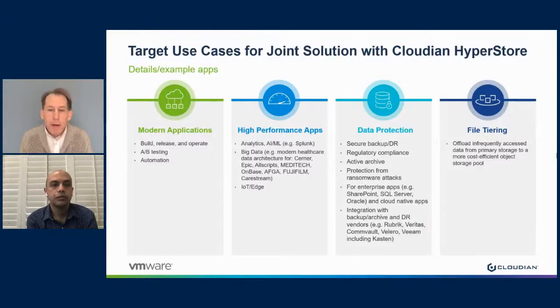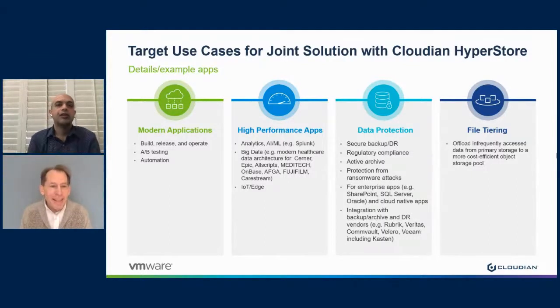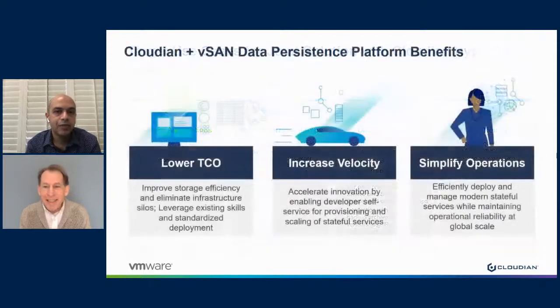File tiering is another one where you're tiering infrequently accessed data, say in your NAS system, and you want to balance out that expensive capacity and move the infrequently used data to a more cost-effective storage tier on Cloudian. That's another one. And again, there's more than this, but that's a good overview of where we start. Back to you. Yeah. All right, let's go to the next slide.